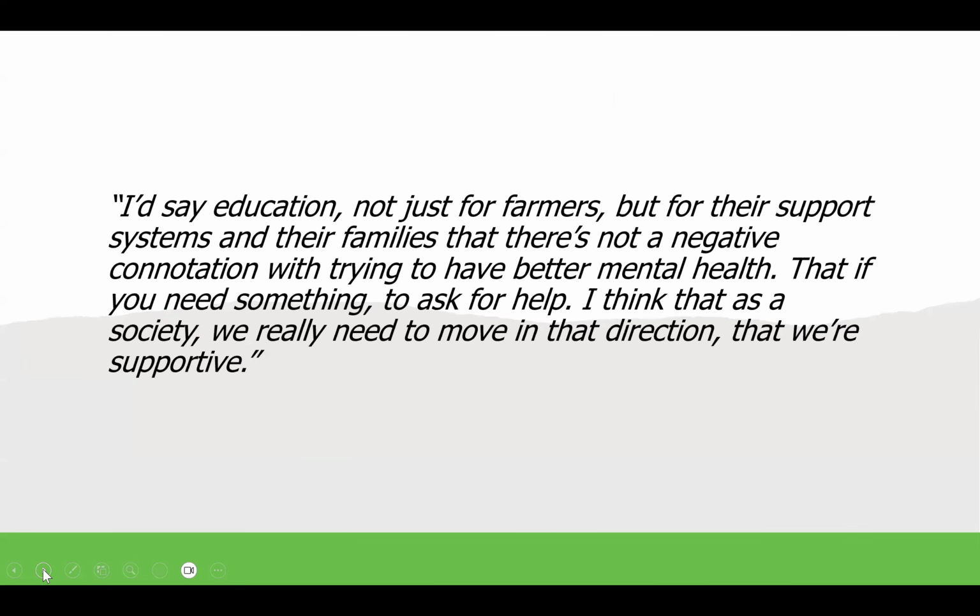And then that education. I really like this quote. I'd say education, not just for farmers, but for their support systems. Again, we saw that one of the coping mechanisms was relying on family, friends, and that network. So we need to make sure that the families and those support systems don't have a negative connotation about trying to have better mental health. In addition to having those messages for farmers themselves, we should look at the support systems these groups have and make sure we're getting the education and the resources to them as well. That if you need something, ask for help. I think that as a society, we really need to move in that direction, that we are supportive.